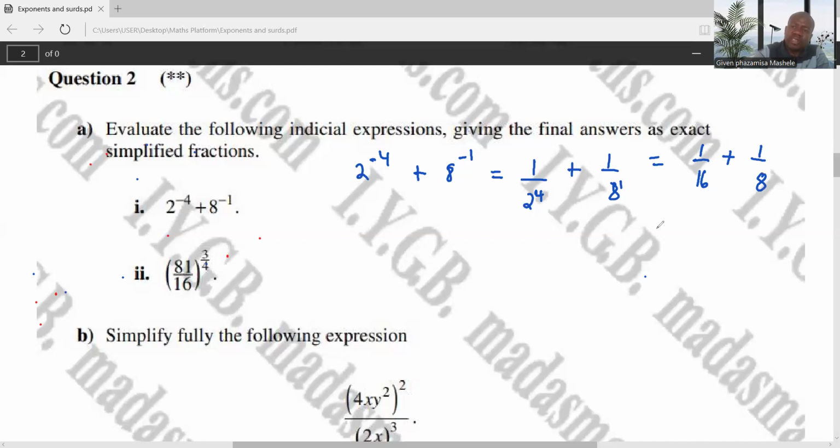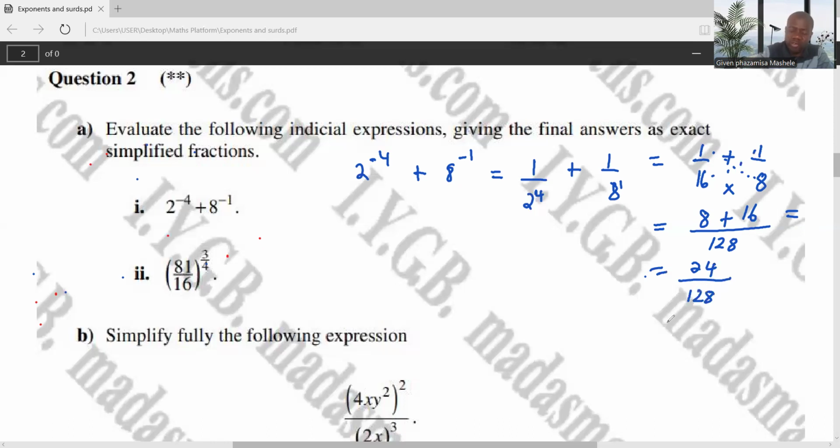And now, to simplify this, let us look at the denominator. Remember, we can do this in two ways. There's no problem. So we can multiply here. 16 multiplied by 8 gives us 128. Then we cross multiply: 1 times 8 is 8, plus, and we cross multiply there, this gives us 16. And what is 8 plus 16? 8 plus 16 gives us 24. So it means it will give us 24 divided by 128.